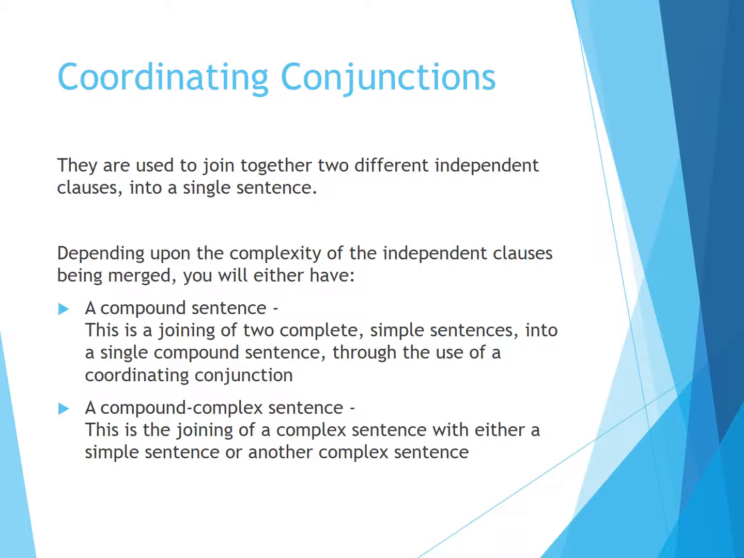Depending upon the complexity of the independent clauses being merged, you will either have a compound sentence. This is a joining of 2 complete simple sentences into a single compound sentence through the use of a coordinating conjunction. Or you could have a compound complex sentence. This is the joining of a complex sentence with either a simple sentence or another complex sentence.